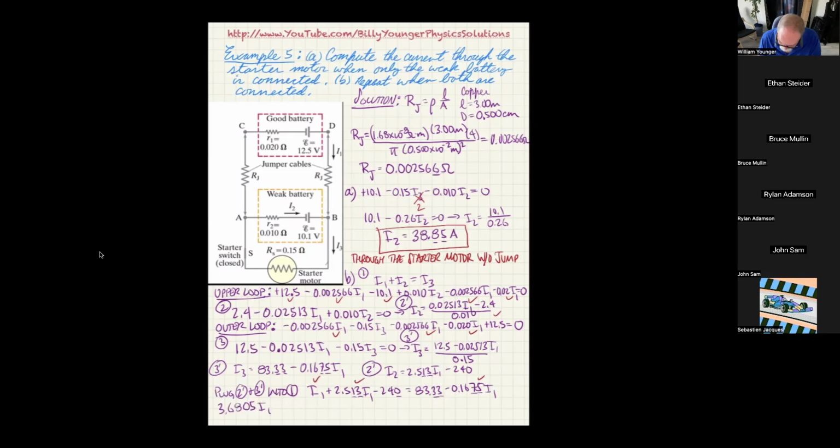Now, the other side, I'm going to add 240 to both sides, and that'll take care of this term and this term. So 240 plus 83.33 is going to give me 323.33. So I'm going to say this is equal to 323.33. That tells me I1 is just equal to, so I'm dividing 323.33 by 3.6805, and that gives me 87.85.